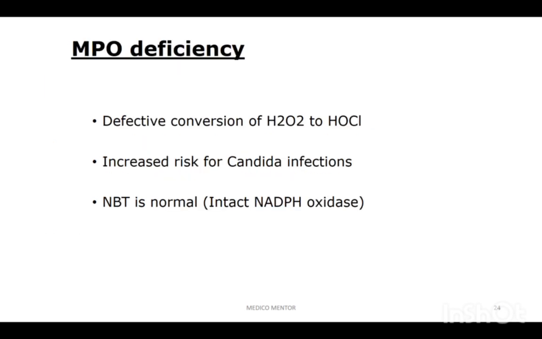The last disorder is myeloperoxidase deficiency disorder. This is because there is defective conversion of hydrogen peroxide to bleach. Now, if a person has myeloperoxidase deficiency, most of the time they are asymptomatic but can have an increased risk for candida infections. The nitroblue tetrazolium test is normal as the NADPH oxidase system is intact in this case.